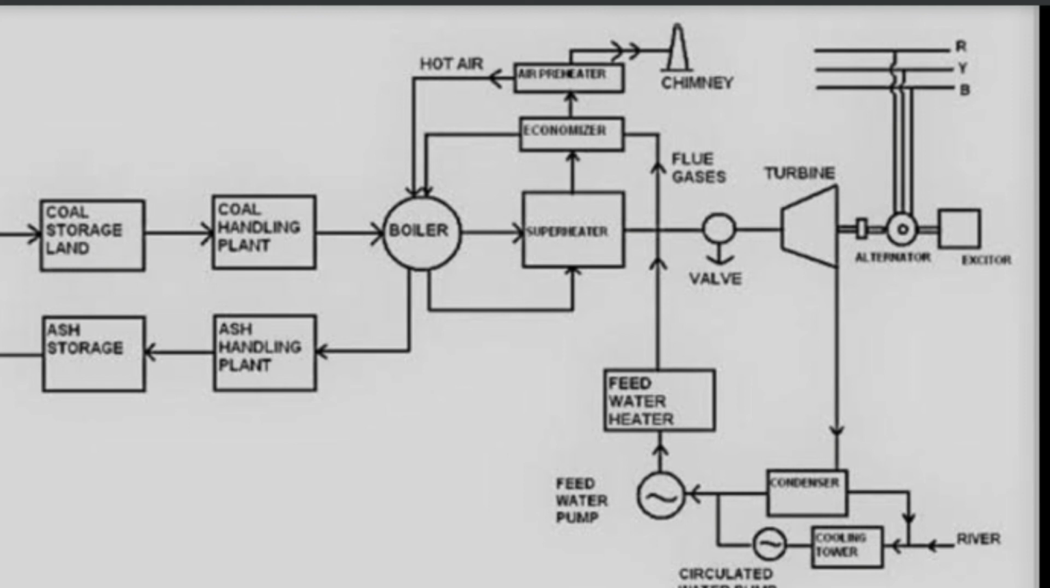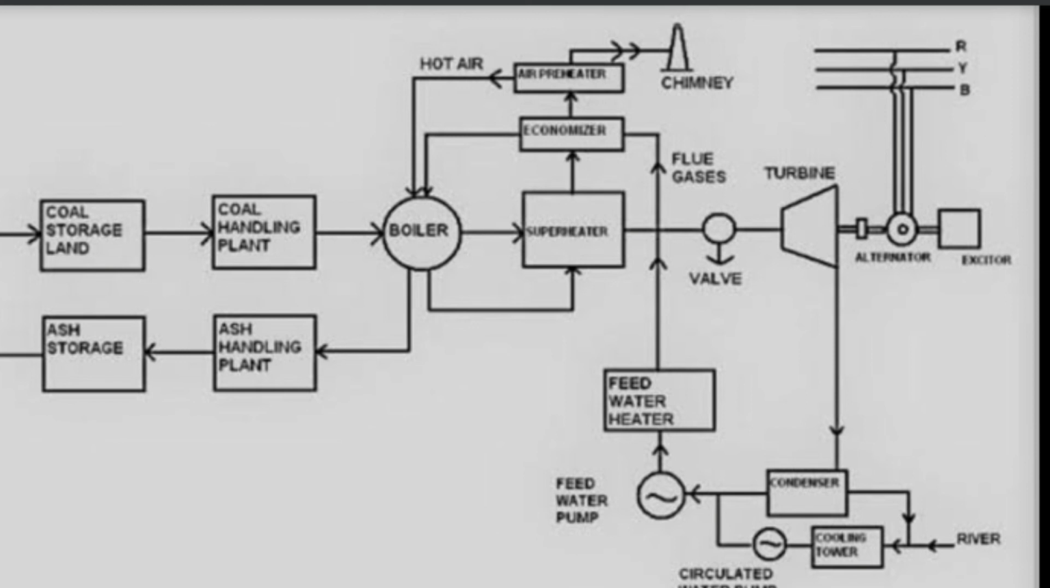See here, alternator. The steam turbine is coupled to an alternator. The alternator converts mechanical energy of turbine into electrical energy. The electrical output from the alternator is delivered to the bus bar through transformer, circuit breakers and isolators.